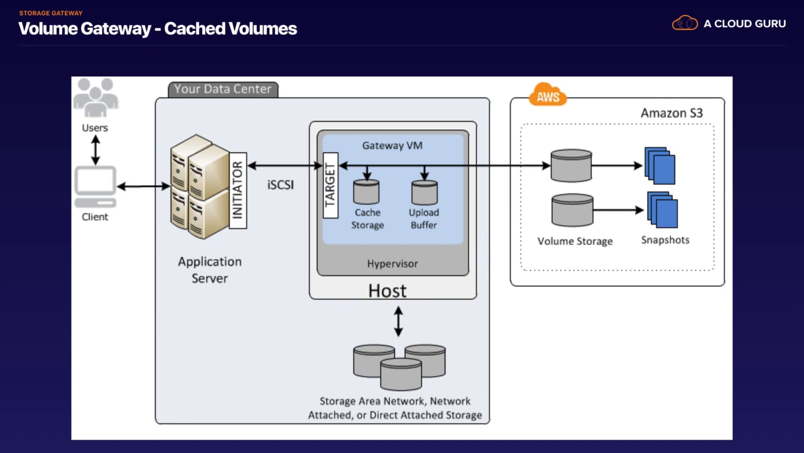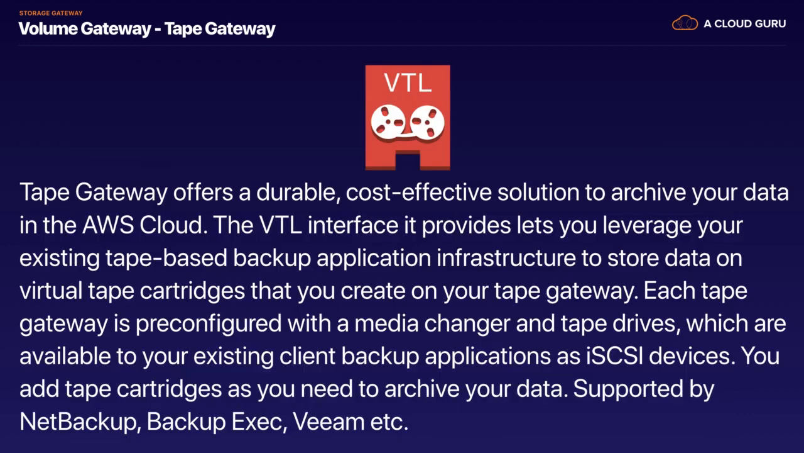So again, here's a diagram. We've got our users, we've got our application servers. It's connecting in through iSCSI to our host, and our host is running our virtual machine gateway, a gateway VM. This is also accessing SAN, so storage area networking, and that's basically just a big disk. And then the gateway VM is replicating our information over to S3. So that's how that one works.